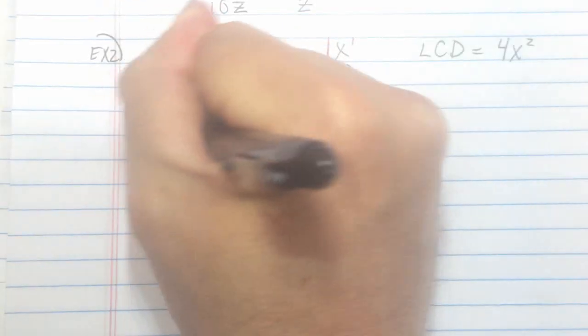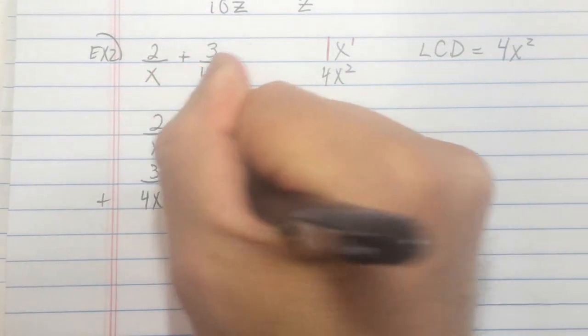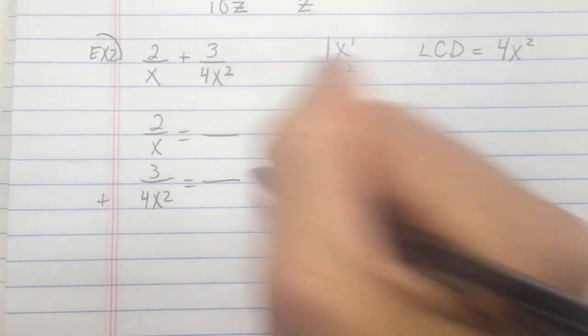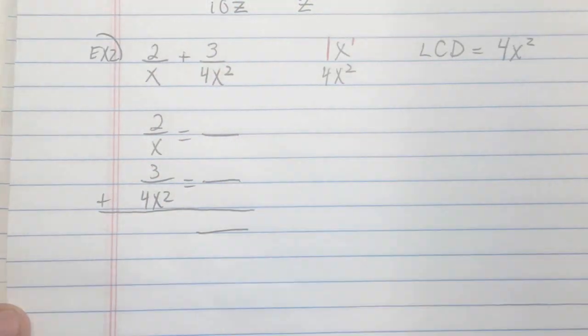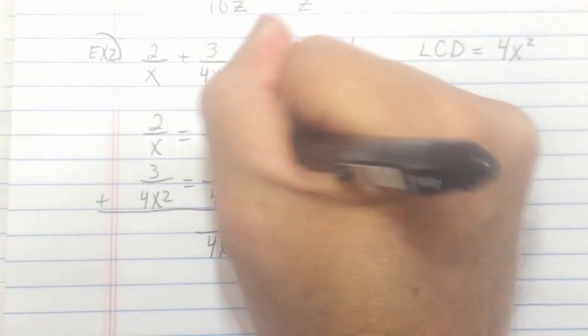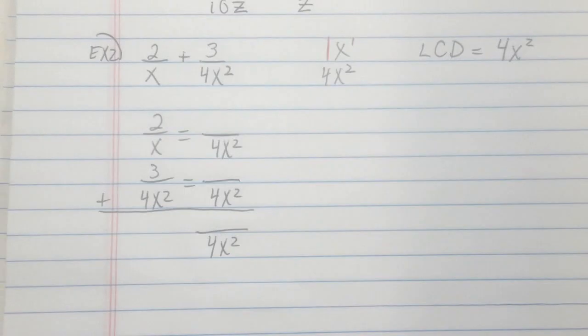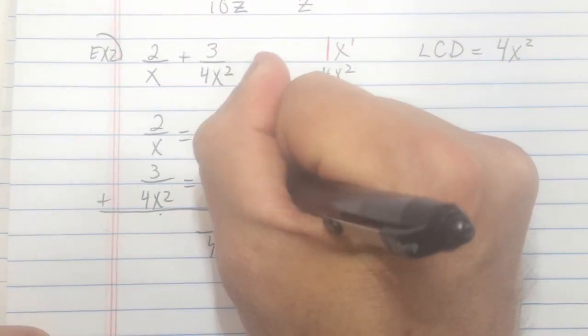At this point, like I said, I like to do these problems vertically. I think on the PowerPoint, you'll notice they do them kind of horizontally. But again, I like to set mine up vertically. Once I determine that LCD, I can write that in all three of those places. Then I just have to figure out what I have to multiply to get my LCD to be 4x squared. On the first one here, it is already 4x squared, so I don't have to change this bottom one at all.